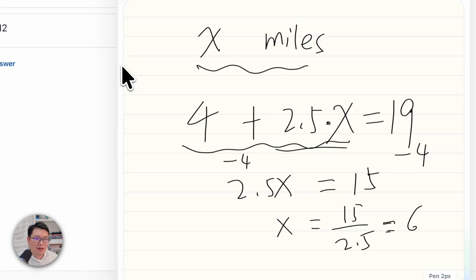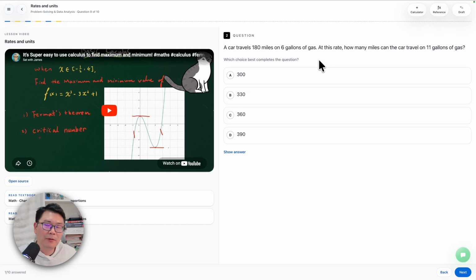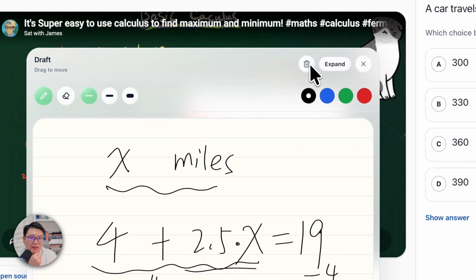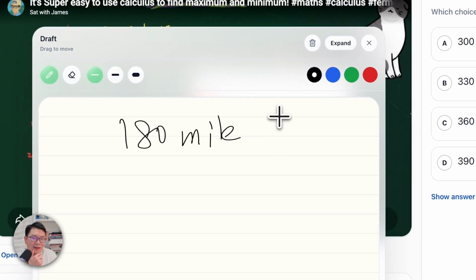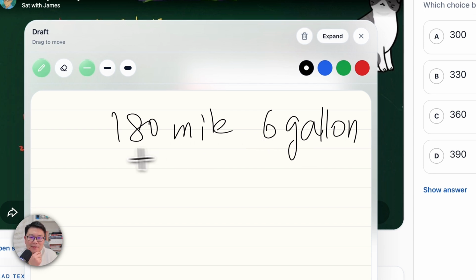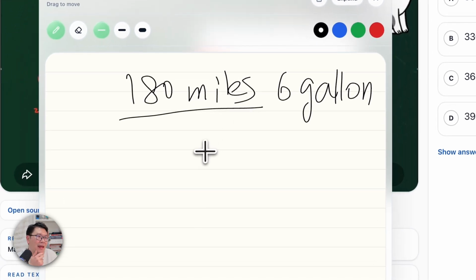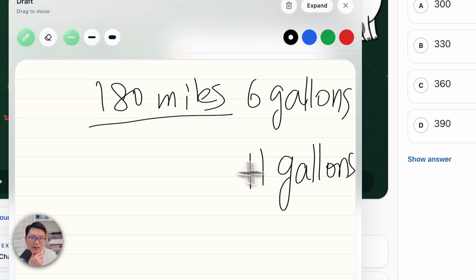Let's see if we can get a real rate problem. This is about the rate. Let's say a car travels 180 miles on 6 gallons of gas. At this rate, how many miles can the car travel on 11 gallons of gas? Let's just move it here and clear the board. So 180 miles is related to 6 gallons. You use 6 gallons of gas to travel that long a distance. And then what if you have 11 gallons of gas, right?